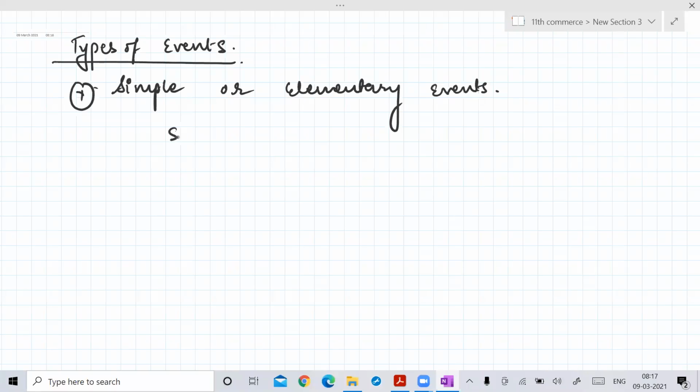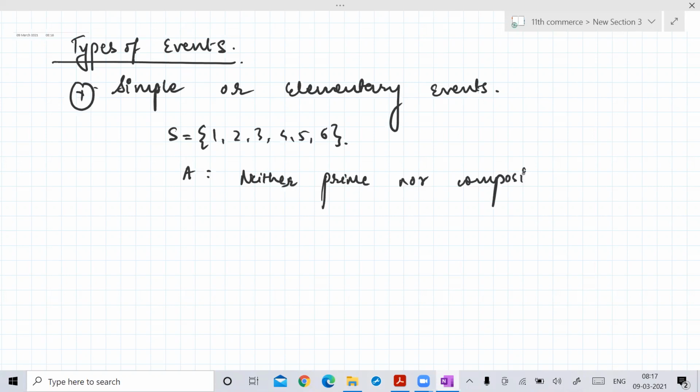If this is the sample space 1, 2, 3, 4, 5, 6, and I ask you to find event A, which is neither prime nor composite, what would be the element of A? The element of A is 1.